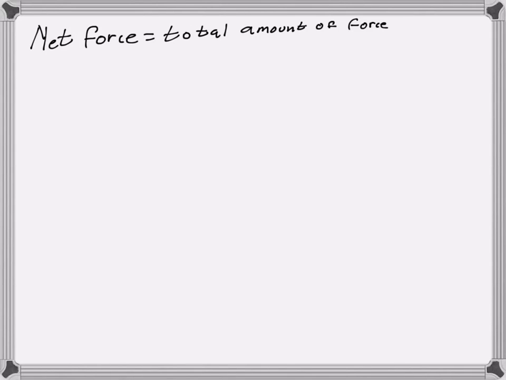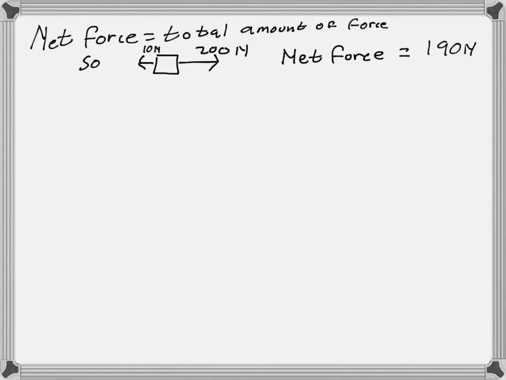Well, net force is the total amount of force. So all the forces acting on an object give us our net force. If we have a box being pushed to the right with a force of 200 newtons, and then we have another force going in the opposite direction of 10 newtons, we'll say that force is friction. What would be the net force on this whole system? Well, net force is basically 190 newtons because you take 200 newtons minus 10 newtons.